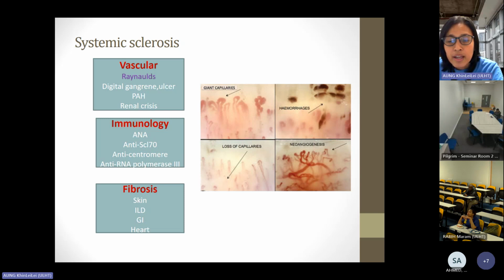Normal nailfold has a hairpin appearance. In a patient with systemic sclerosis, there are a lot of changes. The capillaries are giant. There are lots of capillaries. There is new angiogenesis. There are hemorrhages. These are the abnormal nailfold features found in the patient with systemic sclerosis.